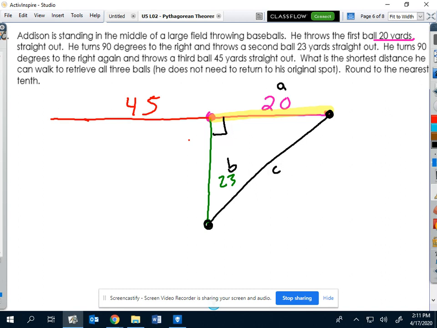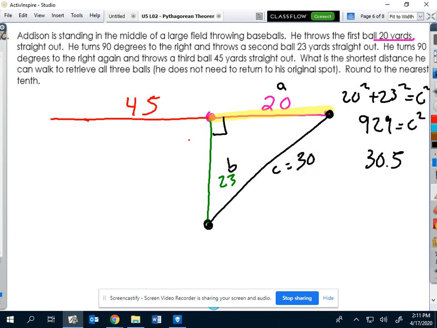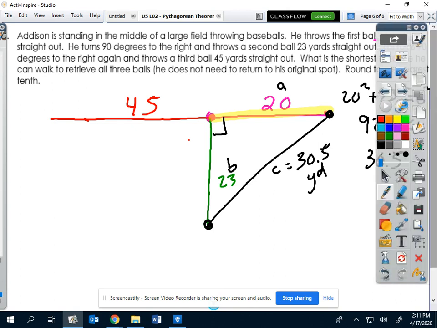I have a right triangle. So 20 squared plus 23 squared is going to equal C squared. Right? I'll just knock that out real quick. If we type that in the calculator, 20 squared plus 23 squared gives me 929. Okay, that's my C squared. Take the square root of 929, and we get approximately 30.5. So this distance here is about 30.5 yards, right?